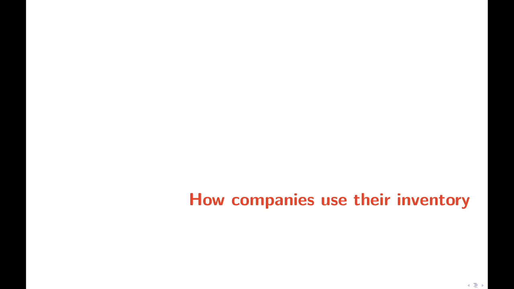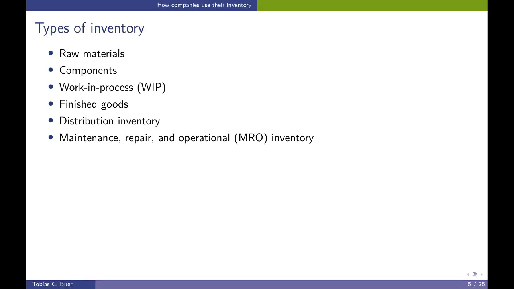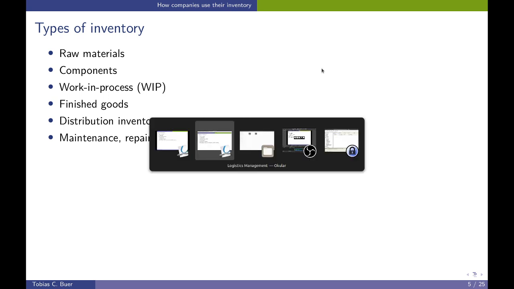So how do companies actually use their inventory? Well, first of all, it is important that you understand that there are different types of inventories. Not only because different companies have different approaches, but inventory is used in very different situations within a company. We have raw materials, components, work in process, finished goods, distribution inventory, and MRO inventory, which is short for maintenance, repair, and operational inventory.